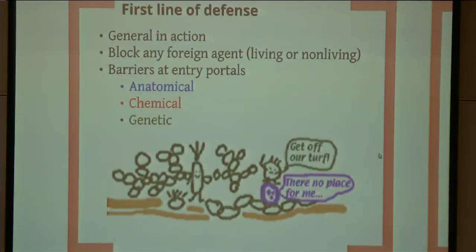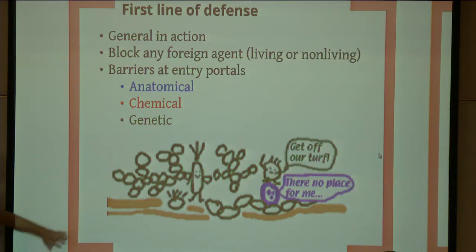All right, first line of defense. Again, very easily overlooked when you look at the first line of defense. It's your skin barriers, these surface barriers, acidic pH, cilia, and so on. And again, they block anything living.